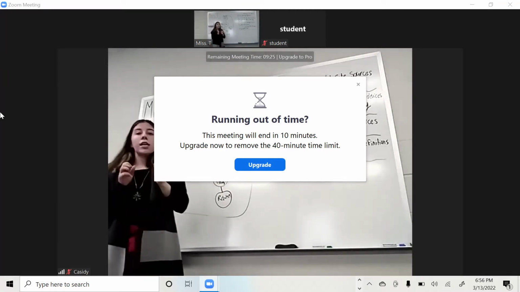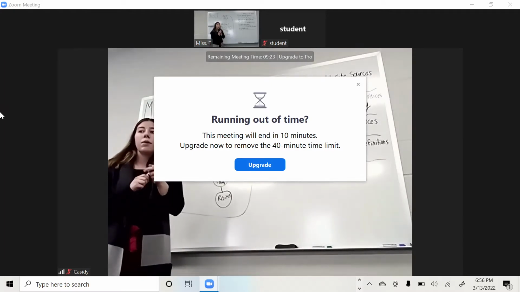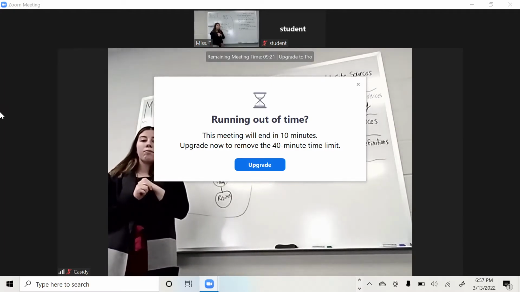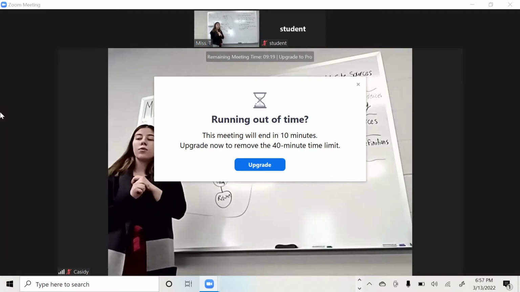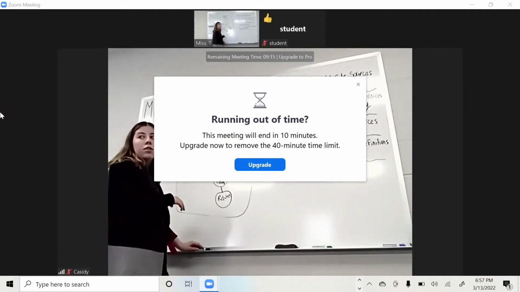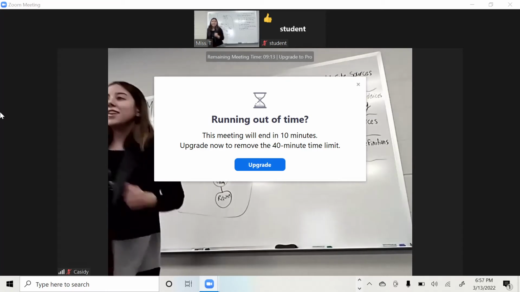All right, does that make sense? Does anybody have any questions about our little web diagram? Nope. Awesome. Oh, yes. Oh, you're good. See, that's a thumbs up.